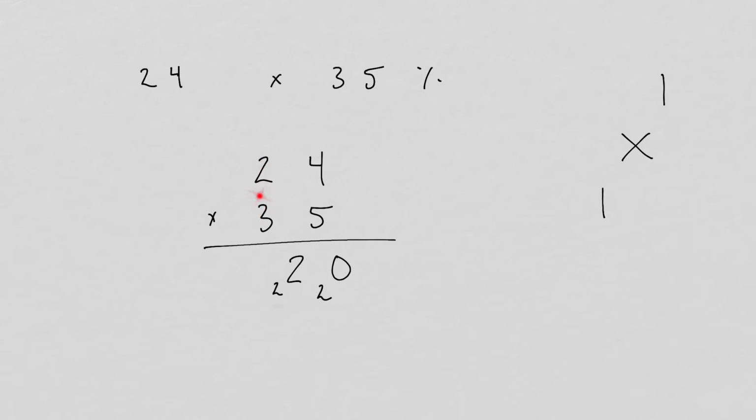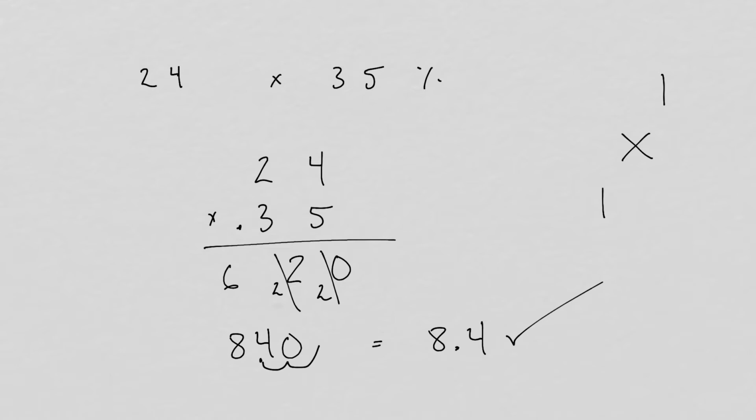Next, we're going to just multiply straight down this last step here. 2 times 3 gives us 6. Now doing our carries, we get 8, 4, 0. Since we're working with a percentage sign, that technically means we're multiplying 24 by 0.35. So we need to bring this decimal in 2 places, and we get our answer as 8.4.